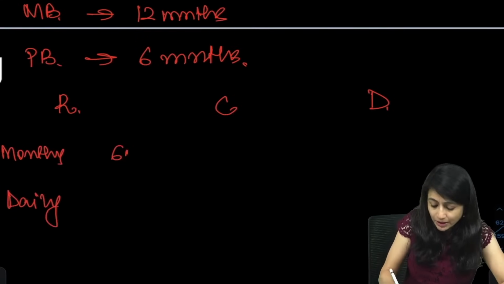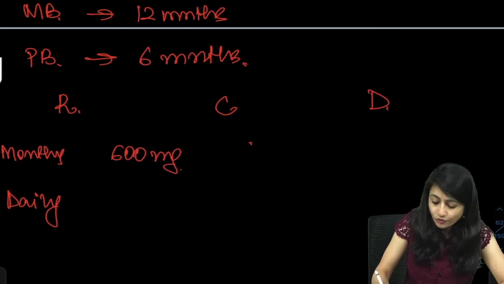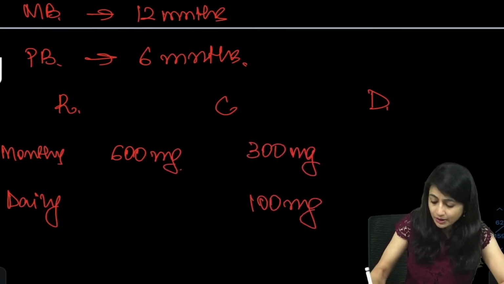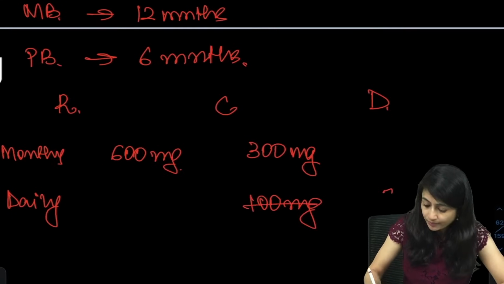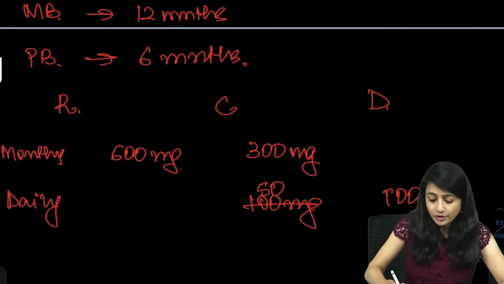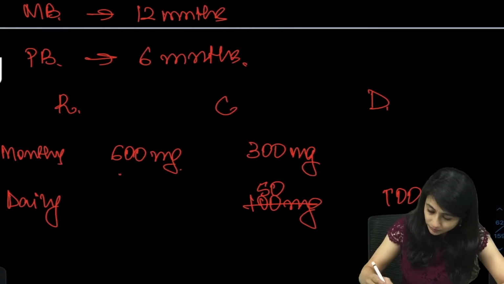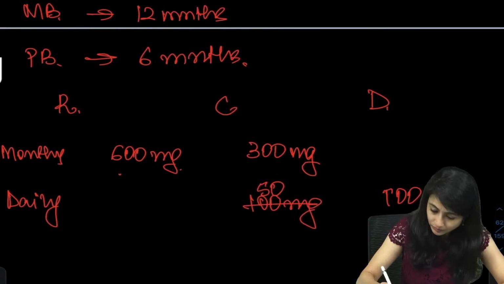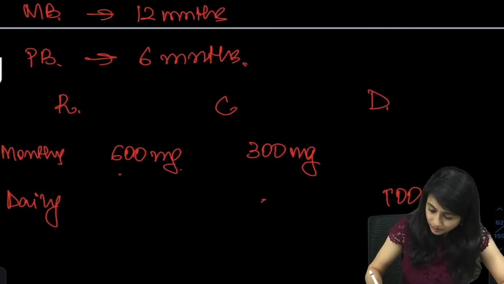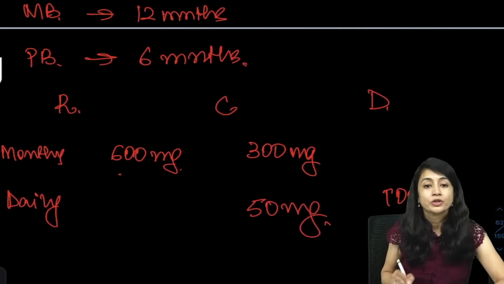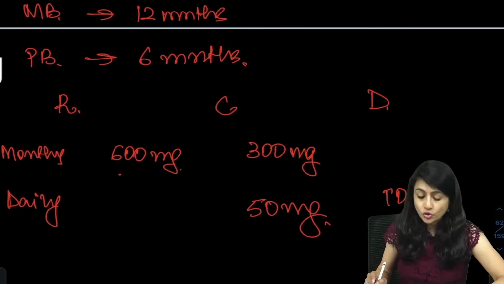So rifampicin monthly 600 milligram, clofazimine monthly 300 milligram, clofazimine 100 milligram daily and 50 milligram daily, and dapsone 100 milligram daily. So rifampicin 600, half of that is 300. Dapsone 100 daily, half of that is 50 milligram. Clear? You should know these doses.